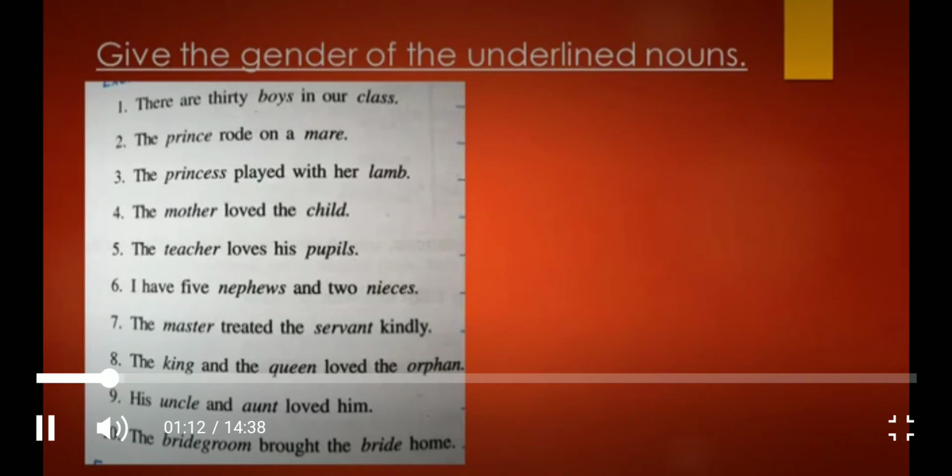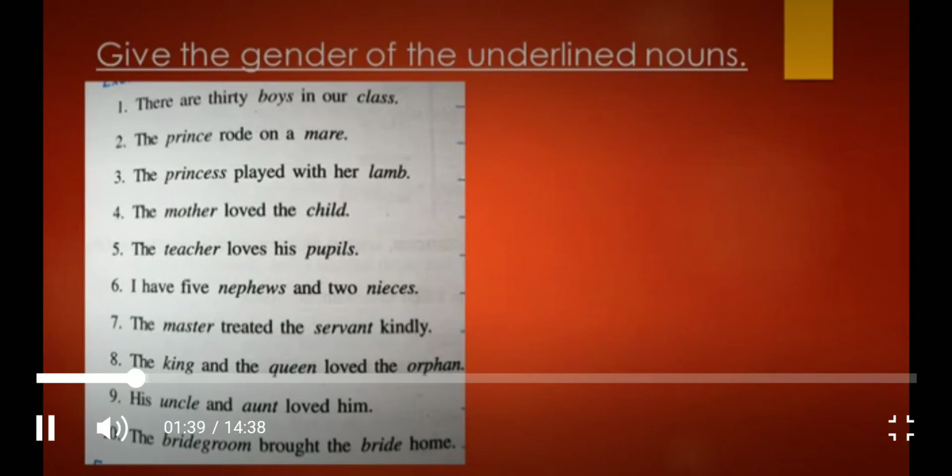The prince rode on a mare. Prince, mare. The princess played with her lamb. Princess, lamb. The mother loved the child. Mother, child. The teacher loves his pupils.